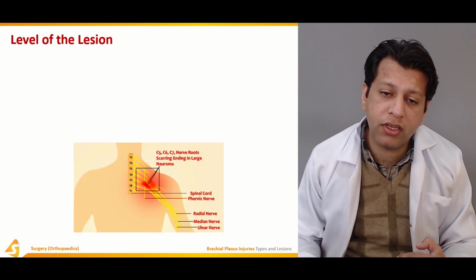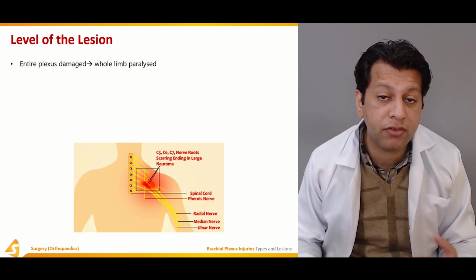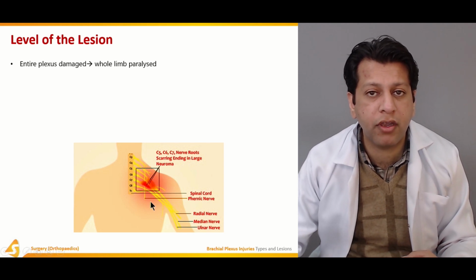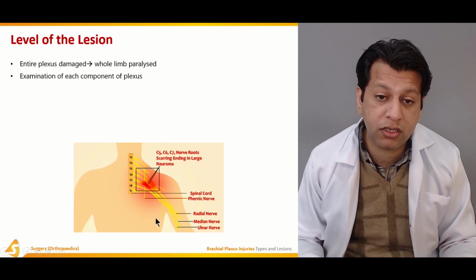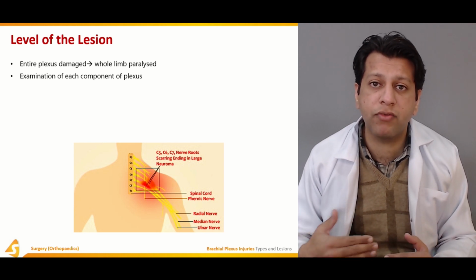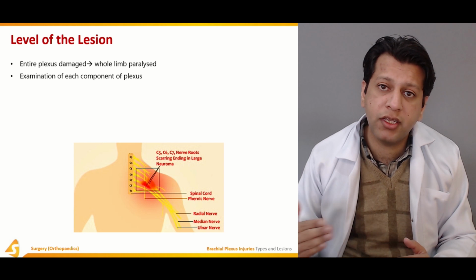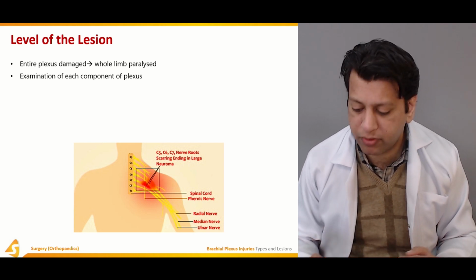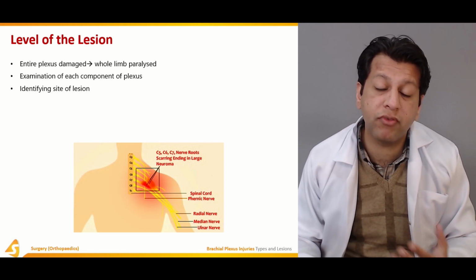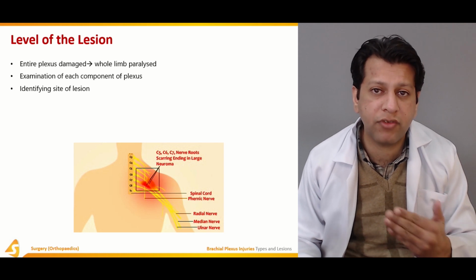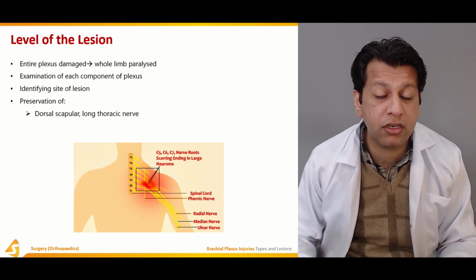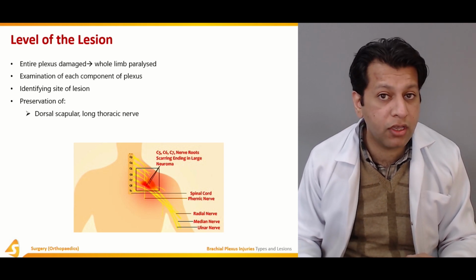If it is a lower level injury, the entire plexus can be damaged. For example, in a more severe injury, all the roots from C5 till T1 may be avulsed, and all of the brachial plexus may be involved. Then we need to assess which compartment is involved and where the sensation is lost. If the median, ulnar and radial nerves are all lost, this means almost all of the brachial plexus is lost. We have to identify the site of the lesion, whether it is supraclavicular at the level of the clavicle, or infraclavicular. Then we need to preserve usually the dorsal scapular and long thoracic nerves, otherwise this can lead to winging of the scapula.